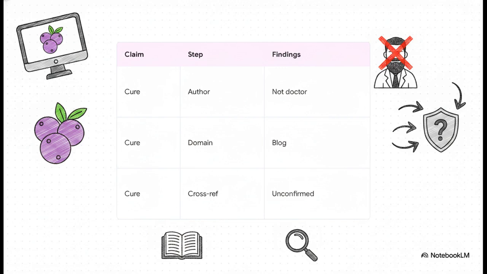Author? Well, it turns out the author isn't a doctor at all. They actually own a company that sells these exact berries. Talk about a major conflict of interest, right? Domain? We find out it's just a personal blog, not a legitimate medical or university site. And finally, we cross-reference, and absolutely zero reputable health organizations are confirming this claim. By systematically applying our steps, the website's claim completely falls apart under scrutiny.